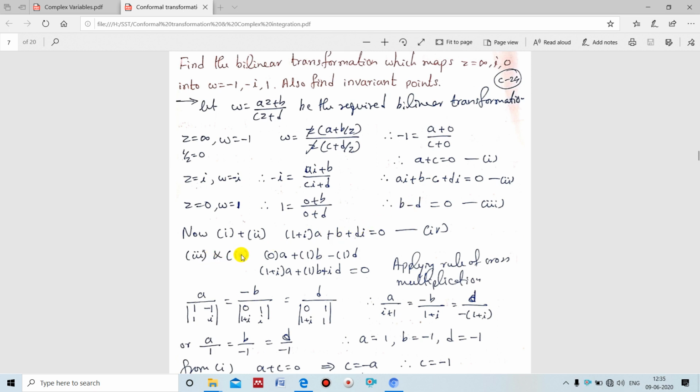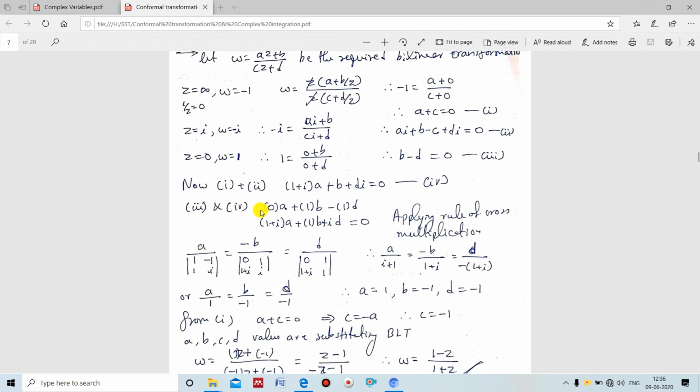So solving 3 and 4, first write equation number 3: 0a, we assume a is 0, plus b minus d equal to 0. Then equation number 4 is (1 plus i) times a plus b plus di equal to 0. Now the unknowns are the same: a, b, d. Now apply cross multiplication. To find the value of a, reject this column; the remaining is 1, minus 1, 1, i. Similarly, in the multiplication, that is the matrix, the signs are plus, minus, plus, so minus b: reject this column, then write the coefficients 0, 1 plus i.